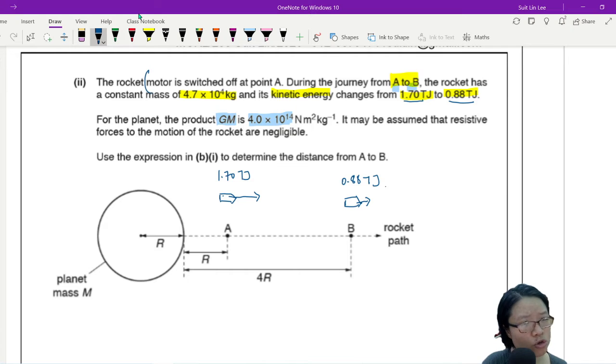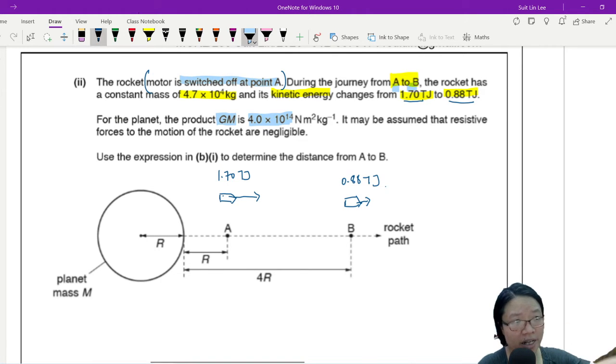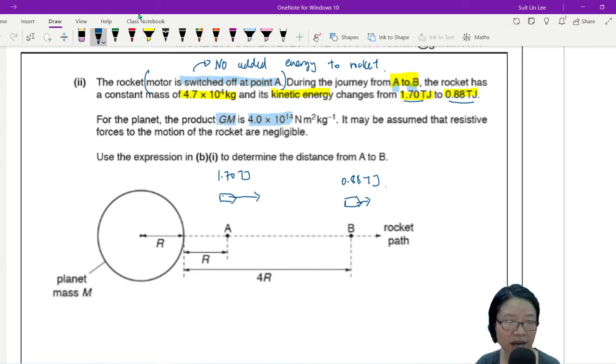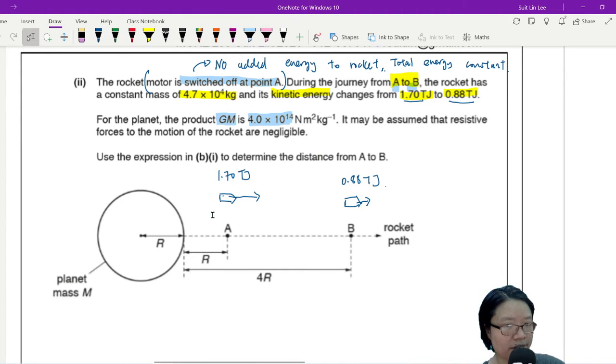What does motor switched off at point A mean? Whenever we switch off a motor, it tells us that we are not adding extra energy into the system. So no added energy to the rocket. Whatever energy the rocket has at point A, the total energy will stay the same. On the right here, total energy constant. So if it loses kinetic energy, it has to be converted to potential energy because the resistive forces are negligible.